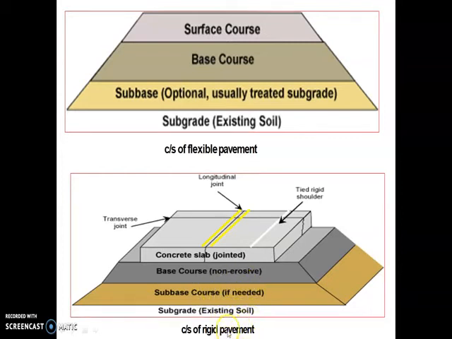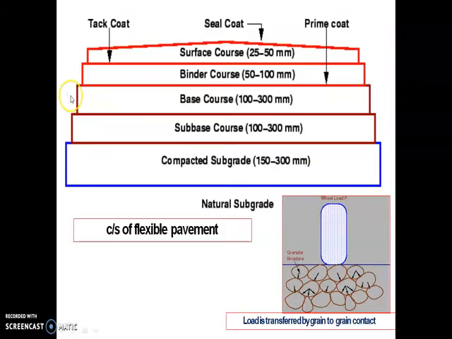Cross-section of flexible pavements. This one is a tack coat. This is a prime coat. Seal coat. This is called seal coat. This is surface. Base course 100 to 300 mm, surface course 100 to 300 mm, subbase course 150 to 300 mm. Okay, next load is transferred grain to grain contact.